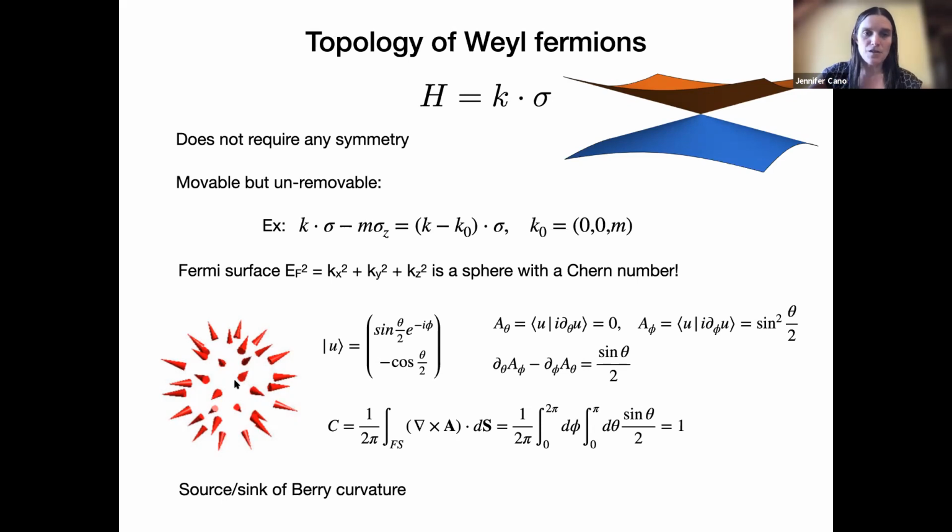And the topology of Weyl fermions is related to these first 2 points. The reason that we can't remove a Weyl fermion is exactly because it is topological. So we can understand it in terms of Pauli matrices, but we can also understand that if we have some source of Berry curvature, it can't just disappear. And so I think this is the topology of Weyl fermions.